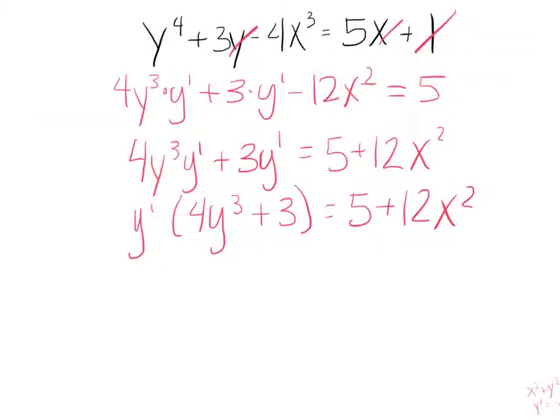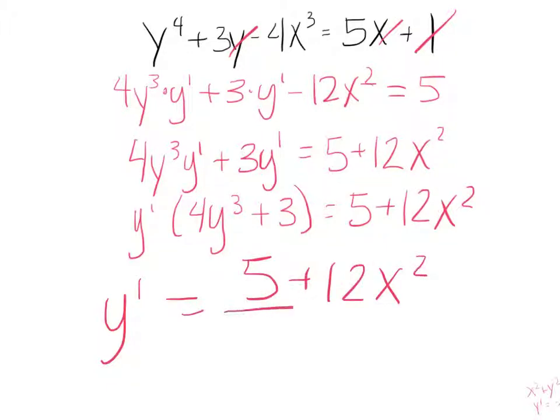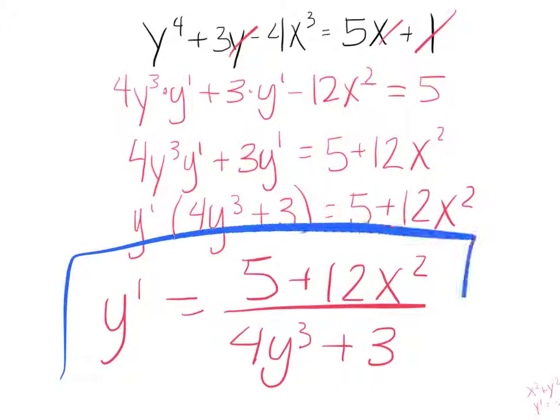And after that, we can find that y prime is equal to 5 plus 12x squared over 4y cubed plus 3. Now, if you wanted this just in terms of x, you could always take the original equation in terms of y and factor it back in here, but in this case that seems very unreasonable, so we leave it in this form.